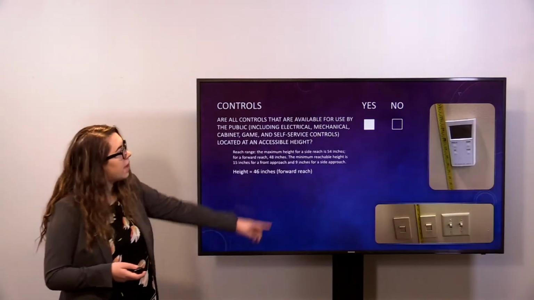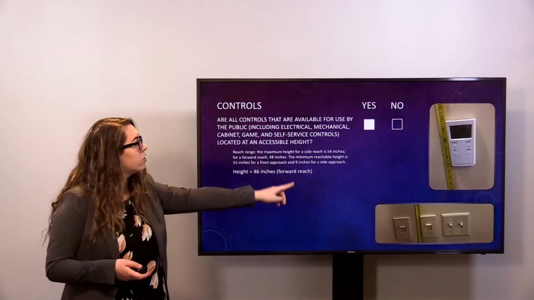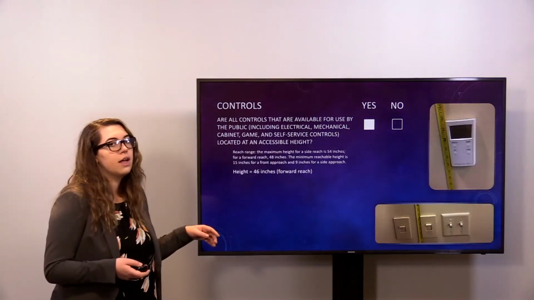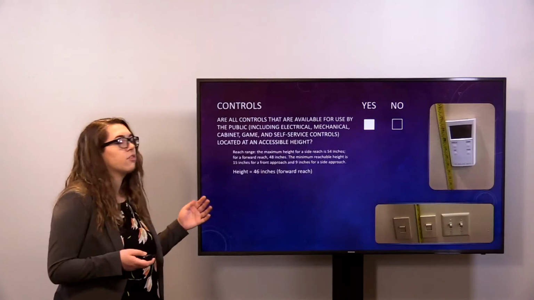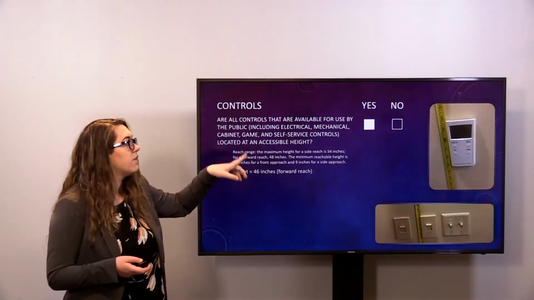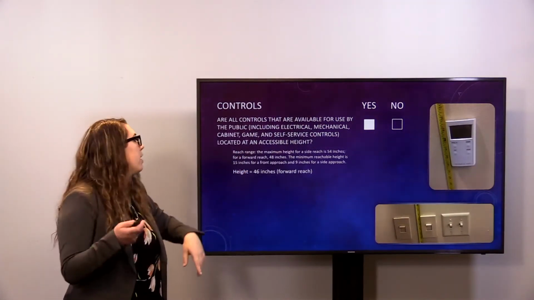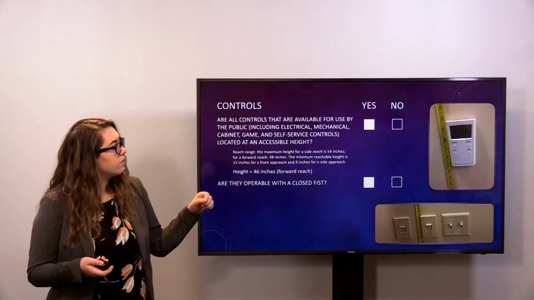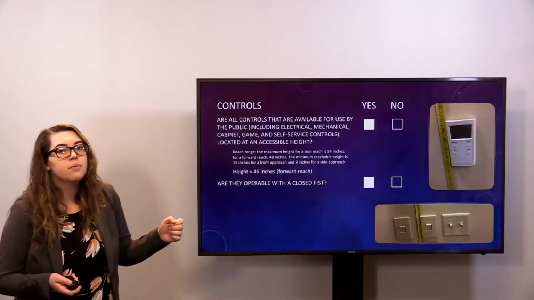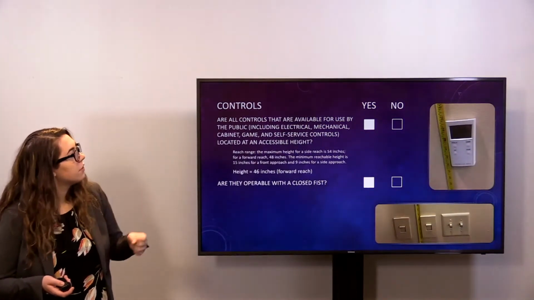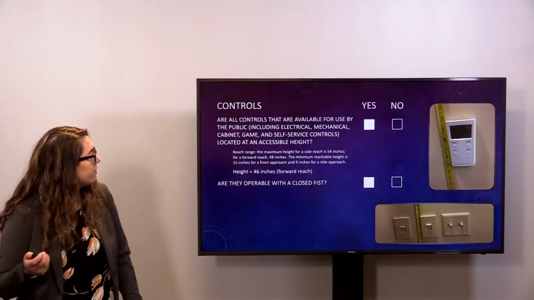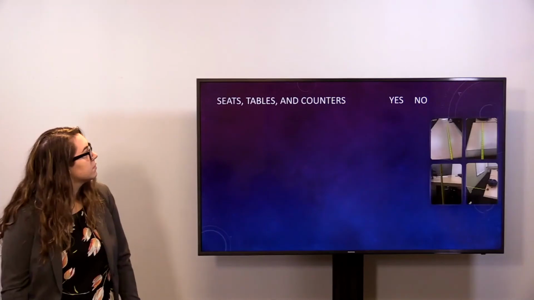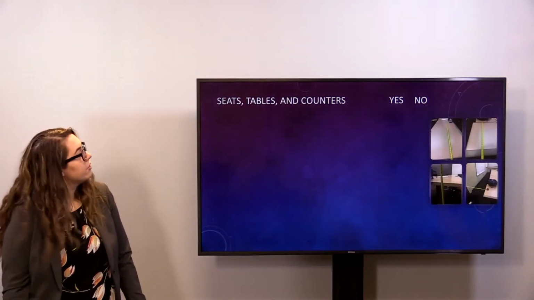And another one we'll just do as an example too is the thermostat, which is accessible at a side reach, and so the max for that is 54 inches, and as you can see it's 50 inches, so that one would pass as well. Are they operable with a closed fist? Yes, they all are. As you can easily see, you could easily dim the lights or work the thermostat with a closed fist. So there's no barriers.